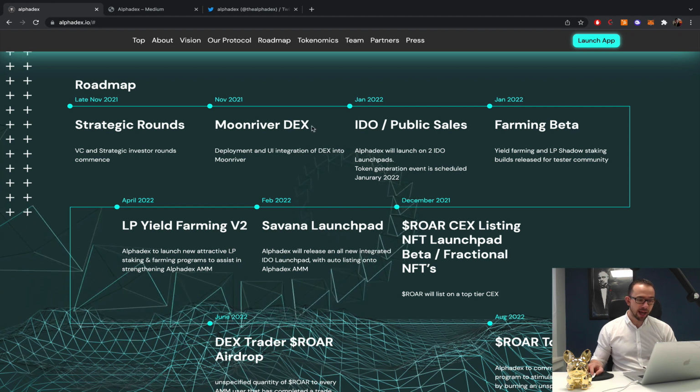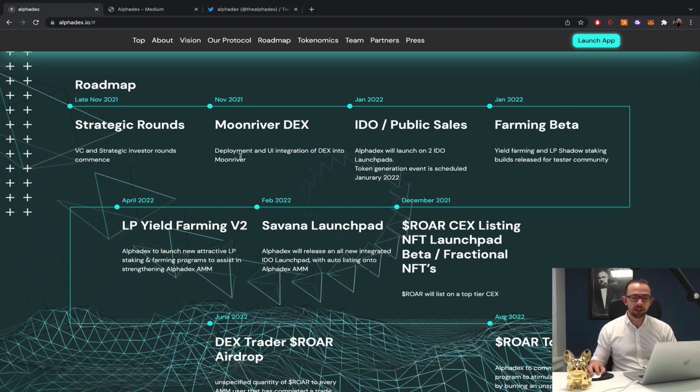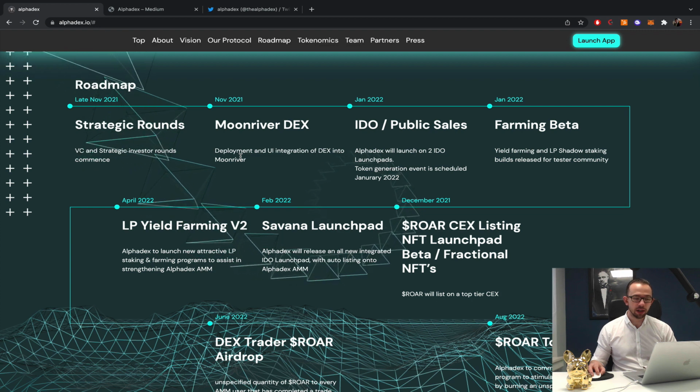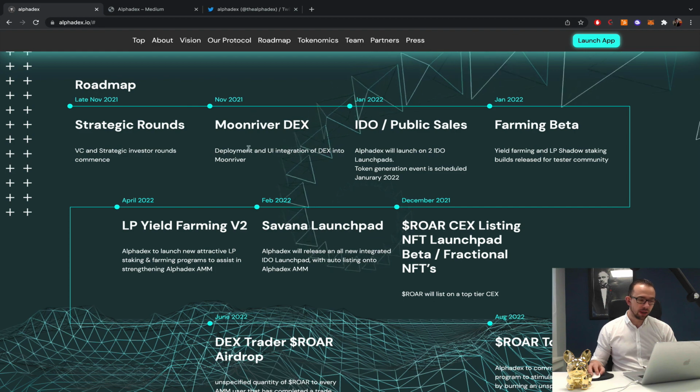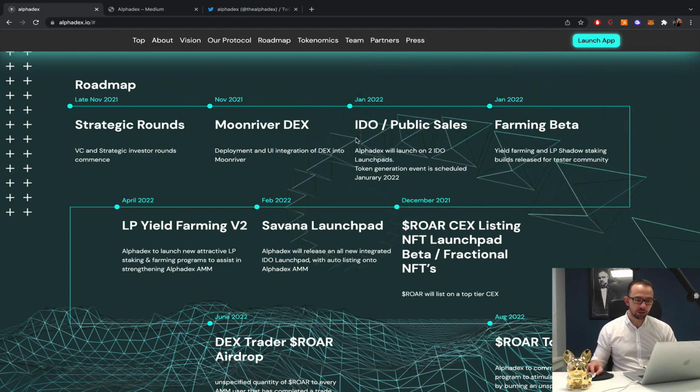Then the Moonriver Dex is already online. So this is not something that still has to be developed. There are some elements that do require that. However, in the actual short term, there are already a lot of assets available, which I will show you. Deployment and UI integration of Dex into Moonriver. The Moonriver Dex already live.